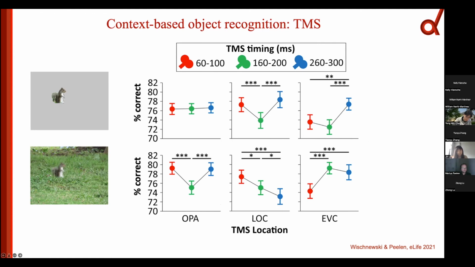Whereas for the context-based condition, this feedback is happening from scene-selective cortex to object-selective cortex and no longer requires early visual cortex. But of course, this is relatively speculative.